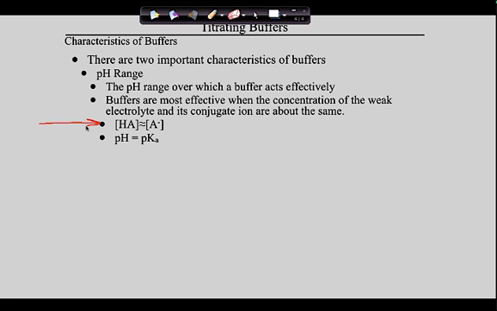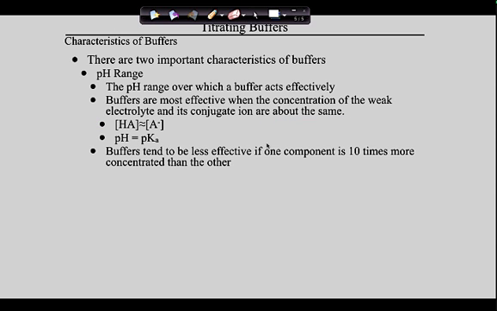But first of all, this. What does it mean when we say about the same? Well, let's be a little more clear than that. When we say about the same, what we're talking about is a factor of 10. So if one of these becomes 10 times more concentrated than the other, then the buffer loses its effectiveness.